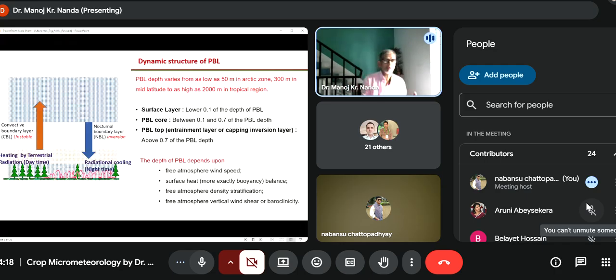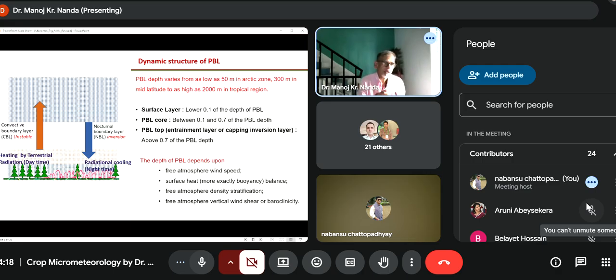Wind shear means change in wind. Wind shear means change in wind speed and change in wind direction. So what happens at the surface? There is a wind from high pressure to low pressure. So there is a wind across the pressure gradient, or across the isobars. But when it is going upward, if you are measuring wind at the upper level, the wind direction also changes because of the Coriolis force.